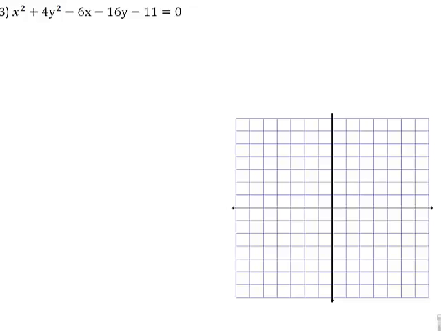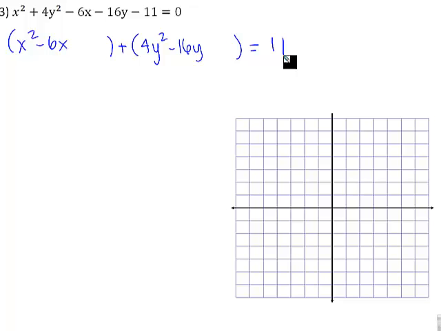So that's what we're going to do first here. We're going to put our x squared minus our 6x together in parentheses. We're going to put our 4y squared minus our 16y together in parentheses. And then what did we do with any numbers that we had? Yeah, we added them to the other side, so we're going to do the same thing here.